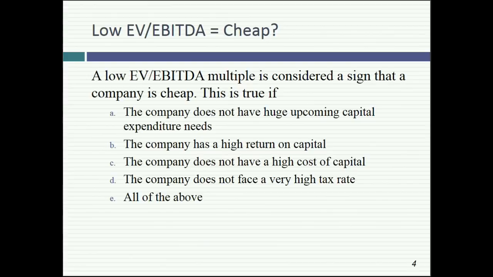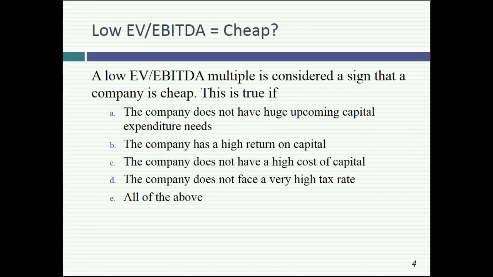One final example. Let's say you want to find a cheap stock based on EV to EBITDA basis. It's a sign that a company is cheap, but for low EV to EBITDA to translate to cheap, which of the following conditions have to hold? The first, company doesn't have huge upcoming capital expenditure needs. Second, company has a high return on capital. Third, company does not have a high cost of capital. Fourth, the company does not face a high tax rate.